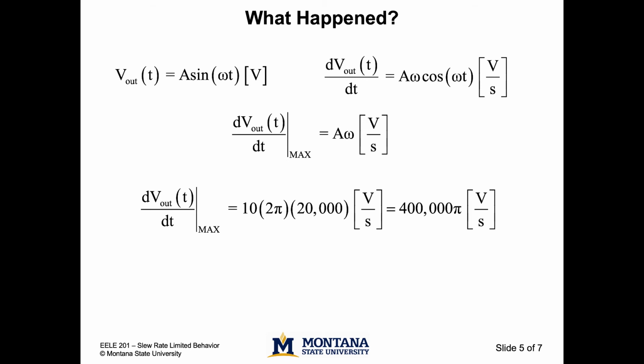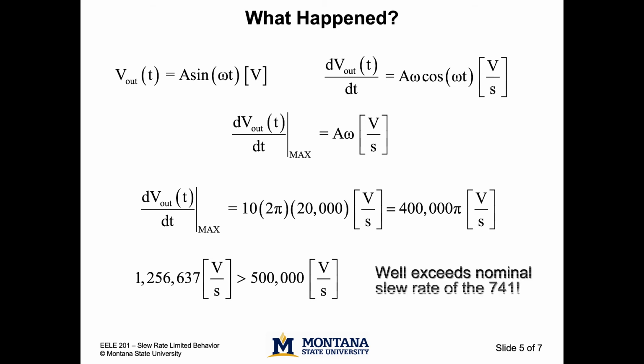We need to compare that to the specified slew rate of the 741. So 400,000 pi works out to be more than 1.2 million volts per second. Compare that to the nominal value of the slew rate of a 741 of 500,000 volts per second. That greatly exceeds it. So again, what we're asking the op amp to do well exceeds its nominal slew rate. We are no longer in the linear regime, and that's why we get that triangular wave. The output simply can't change faster than 500,000 volts per second.